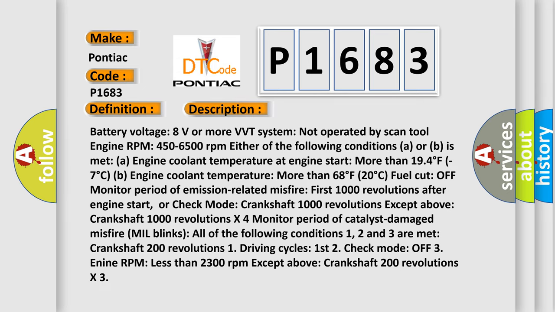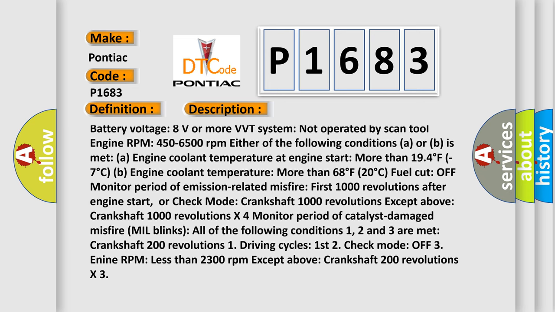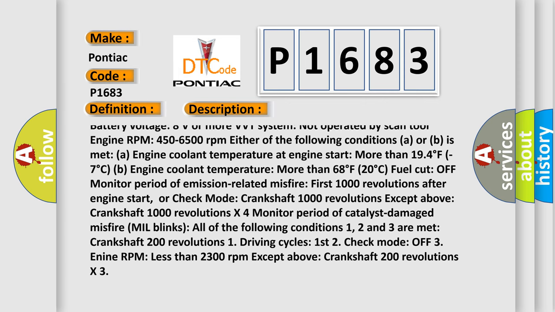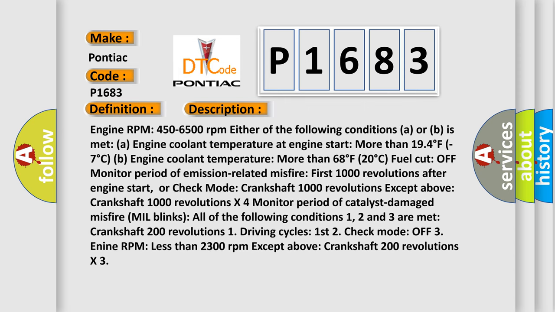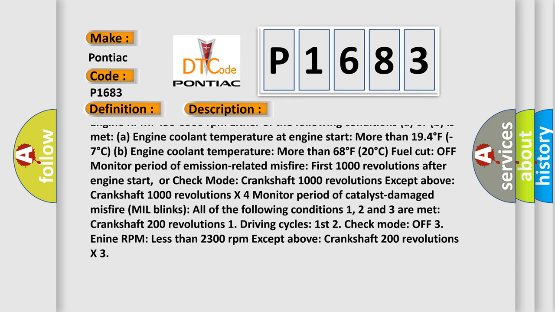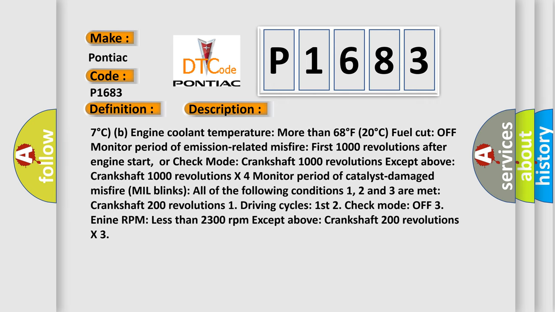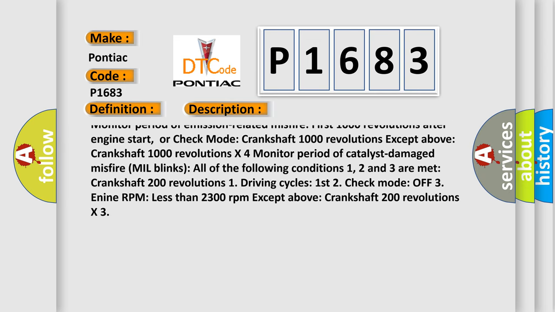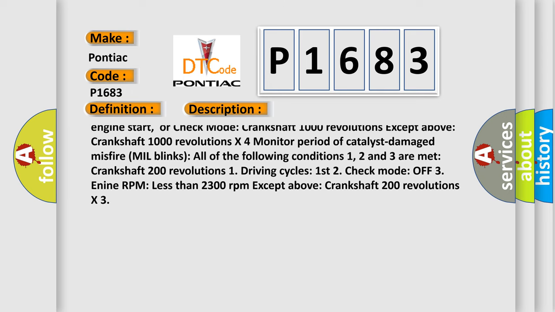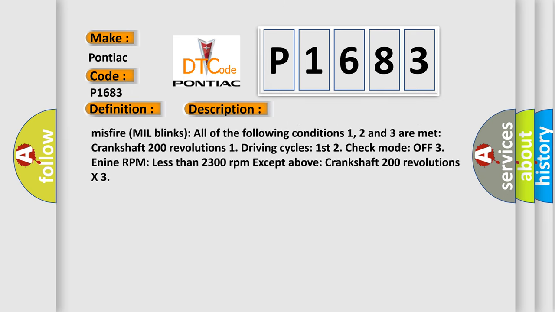Battery voltage 8 volts or more, VVT system not operated by scan tool, engine RPM 450 to 6500 revolutions per minute. Either of the following conditions A or B is met: A, engine coolant temperature at engine start more than 194 degrees Fahrenheit, 7 degrees Celsius; B, engine coolant temperature more than 68 degrees Fahrenheit, 20 degrees Celsius. Fuel cutoff monitor period of emission related misfire: first 1000 revolutions after engine start, or check mode crankshaft 1000 revolutions, except above crankshaft 1000 revolutions by 4.